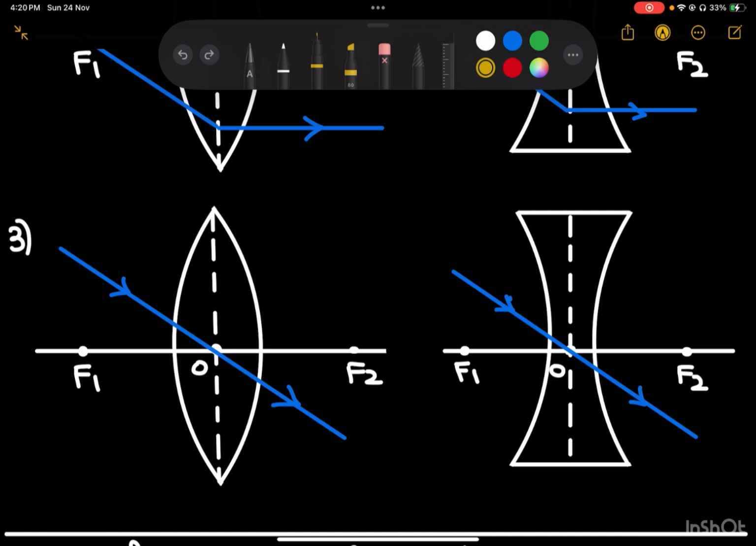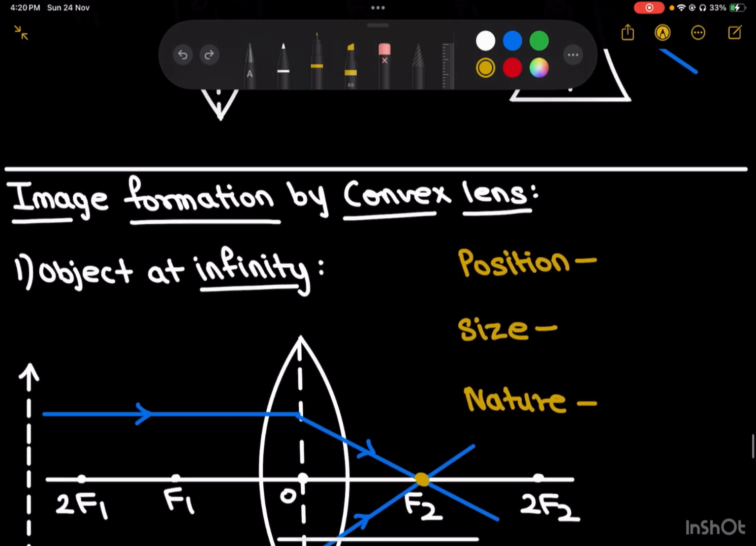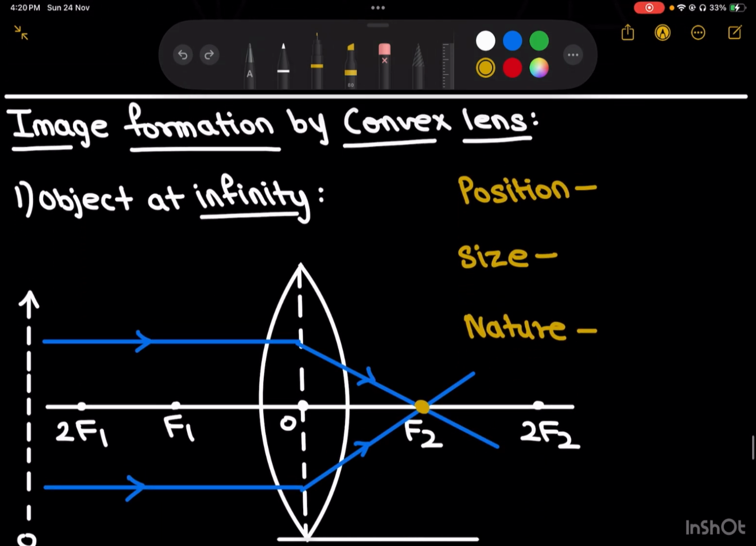Okay, now let us move on to image formation by convex lens. Now, as I said, convex lens is similar to concave mirror. In concave mirror, we used to have 6 cases. Similarly, in convex lens, we also have 6 cases. Okay, so case 1, object is at infinity.